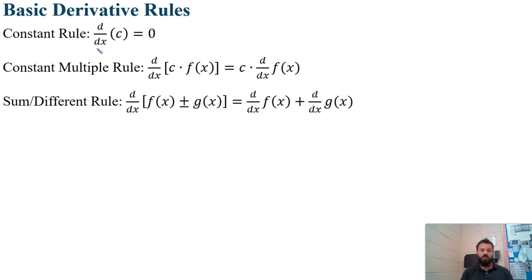First one, the constant rule: the derivative of a constant such as 7 is just 0. Constant multiple rule: this says that if we're taking the derivative of a constant times a function, we can pull that constant out and then just worry about finding the derivative of that function individually. And last one, the sum/difference rule, says that if I'm taking the derivative of two functions added together or subtracted, I can find those derivatives separately and then just add or subtract those derivatives by themselves.